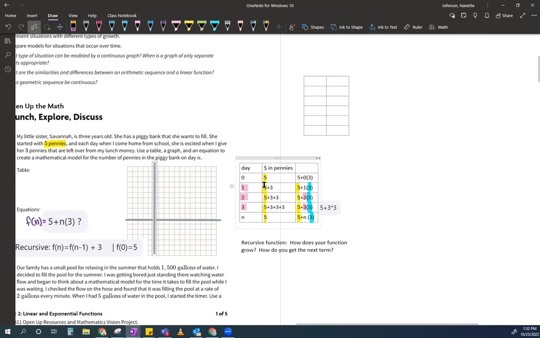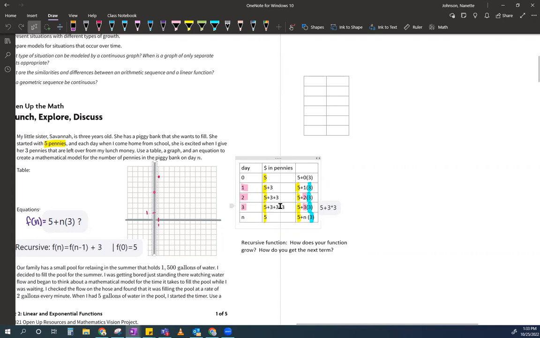So on 0 days, I'm just going to make this 1, this is 1, and this is 1. So I just show you my little scale by saying this is 1 and this is 1. On 0 days, she has 5 pennies. 1, 2, 3, 4, 5. Boom. Everybody okay with that? On day 1, she's got 8 pennies. On day 2, she has 11 pennies.